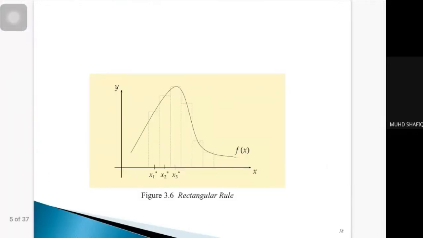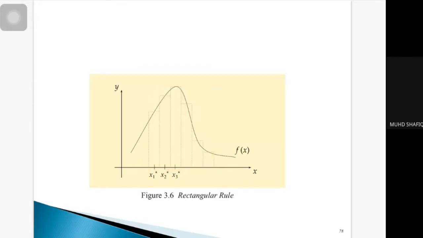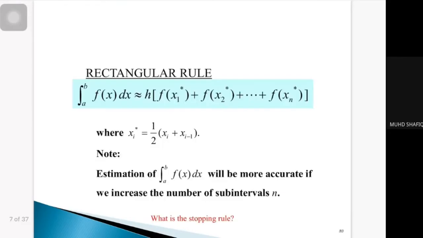Okay, let's say we have this graph f(x). So now you want to find the area of all these rectangles. Why is it called a midpoint? Because we want to find the midpoint of all these rectangles. The rectangular rule is given by this formula.